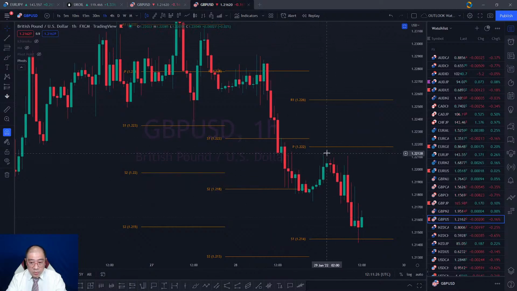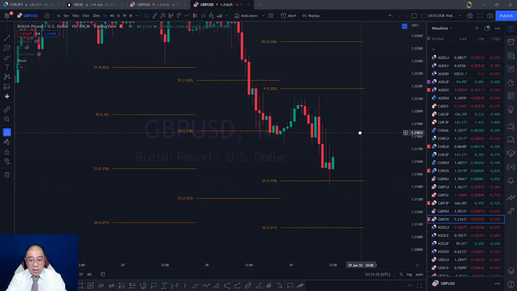Now day 1, we started the day below pivot. It tried to come back up to pivot, unable to break through it. Now there's a potential for this one to return towards 1.21. That's at support 2 for the pound USD. So think about it. The overall trend on the pound USD is actually potential continuation to the downside.